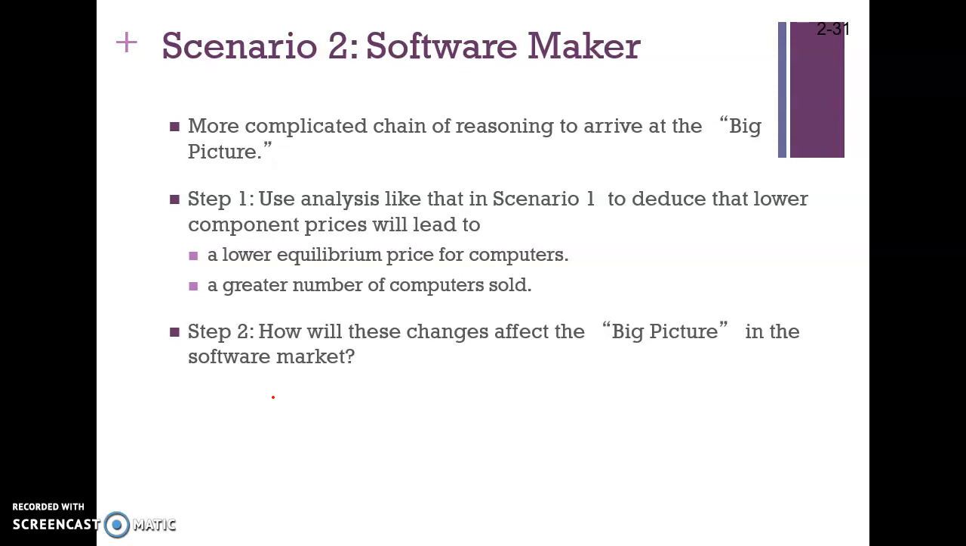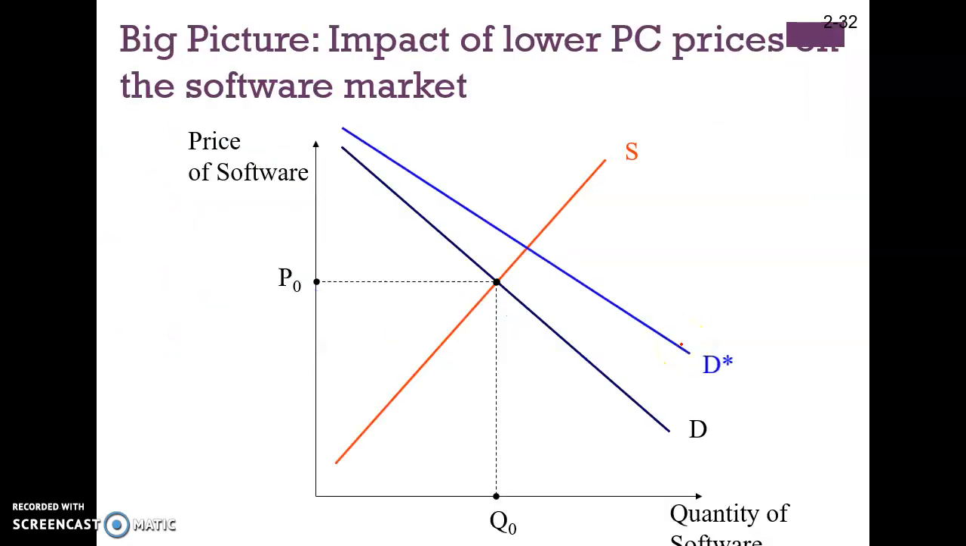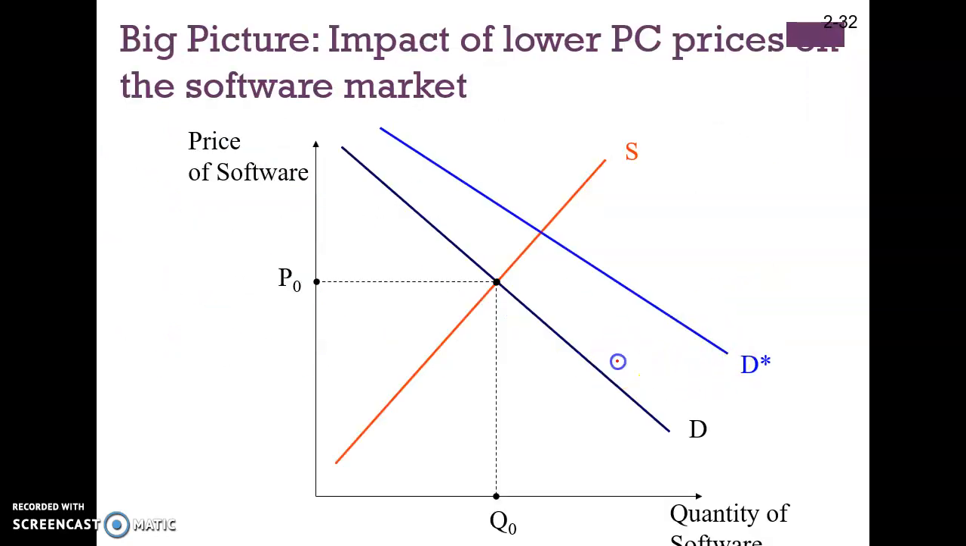Step 1, use an analysis like scenario 1 to deduce that lower component prices will lead to a lower equilibrium price for the computers and a greater number of computers sold. And how is this greater number of computers sold going to affect your software market? It means the demand for your software is going to increase. That means demand increases, price increases, and quantity is going to increase like this.